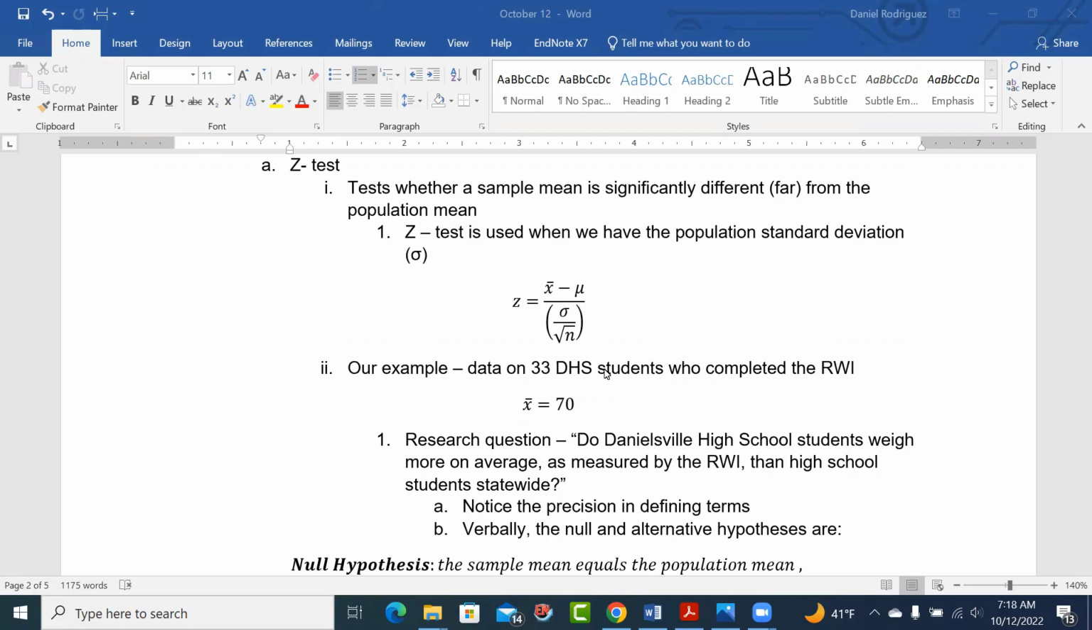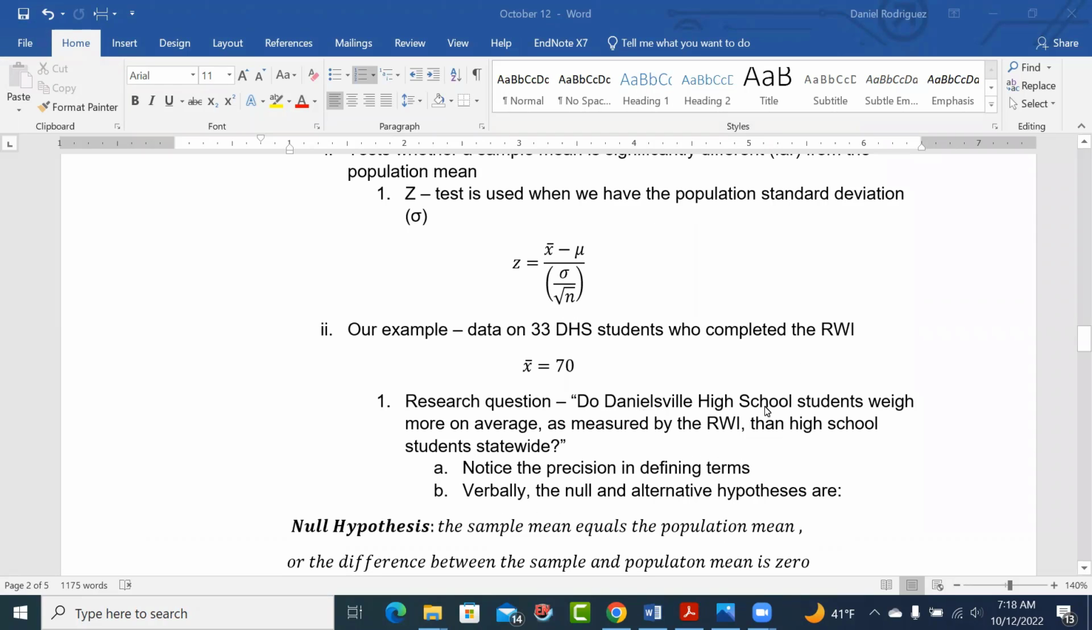So let's go to our example. We have data from 33 DHS students, Danielsville High School students, who completed the RWI, and they have a mean of 70. The question is, do Danielsville High School students weigh more on average as measured by the RWI than high school students statewide? By the way, you should notice how specific this research question is. Notice how I say, do they weigh more on average as measured by the RWI?